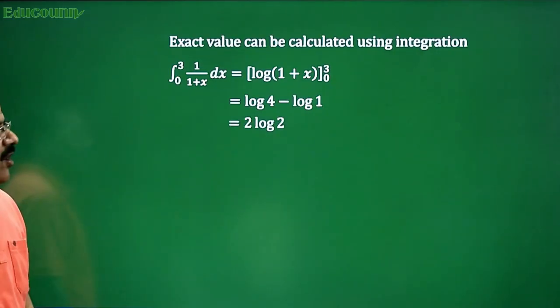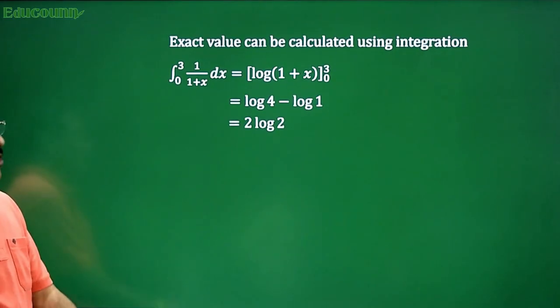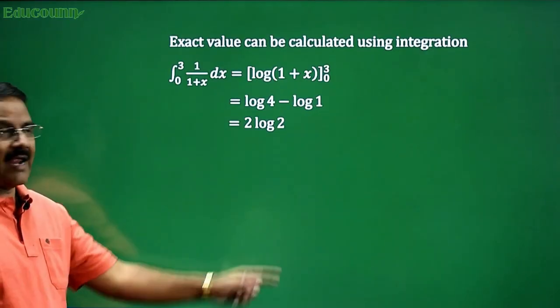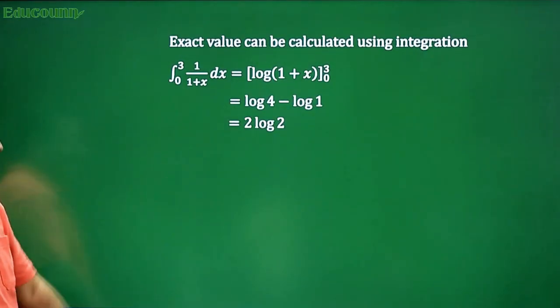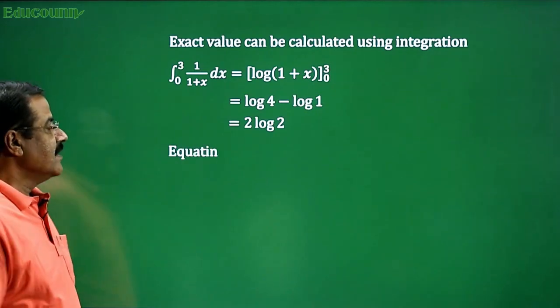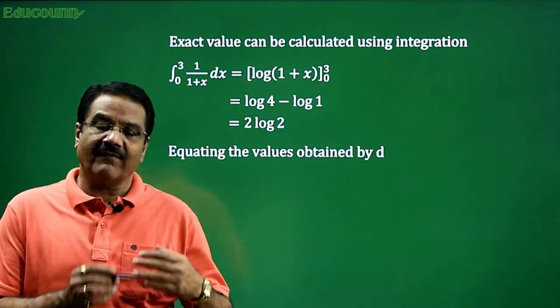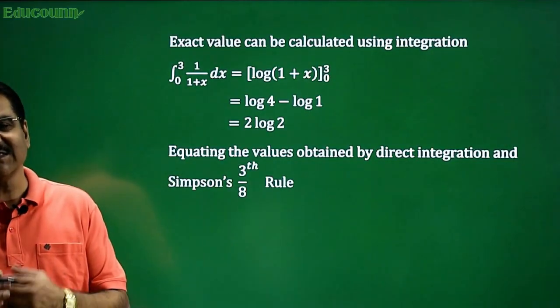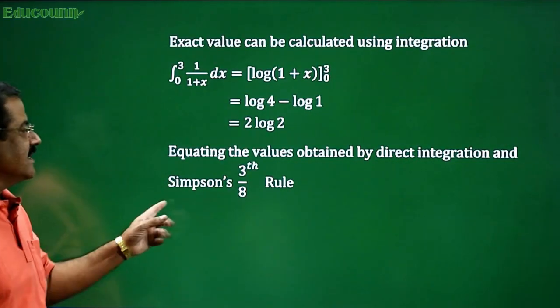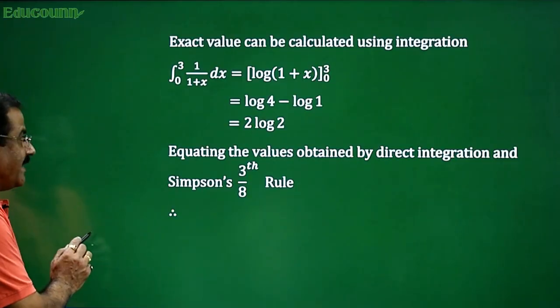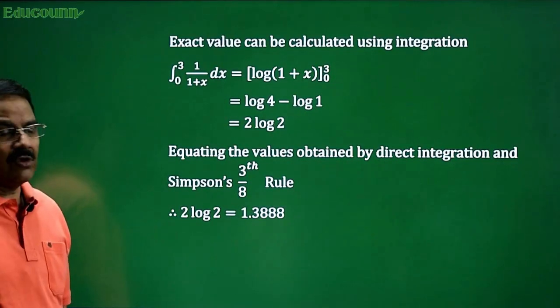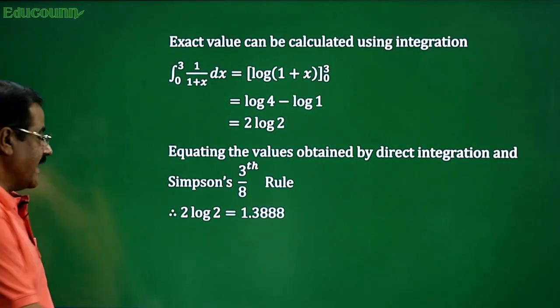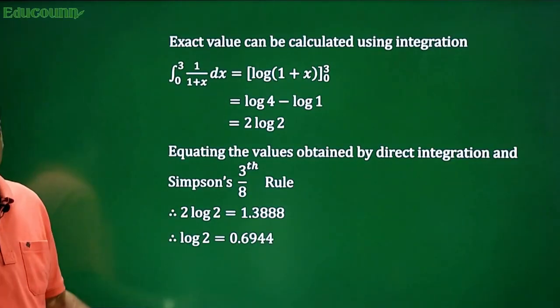And now log of 4 can be written as 2 log 2 using laws of logarithm, and log 1 is 0 and can be neglected straight away. Now we have to equate the value which is calculated by integration and which is calculated by Simpson's 3/8 rule in this manner. And after equating them, 2 log 2 is equal to 1.388. We can find out the value of log 2.